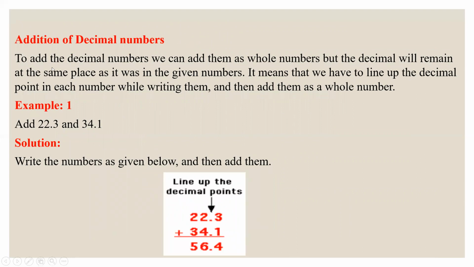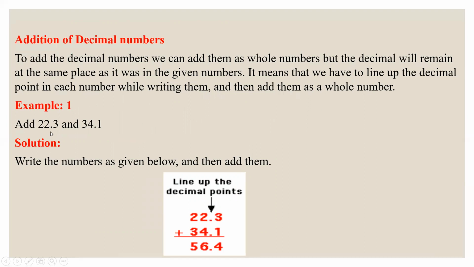Addition of decimal numbers. To add the decimal numbers, we can add them as whole numbers, but the decimal will remain at the same place as it was in the given numbers. It means that we have to line up the decimal point in each number while writing them and then add them as a whole number.